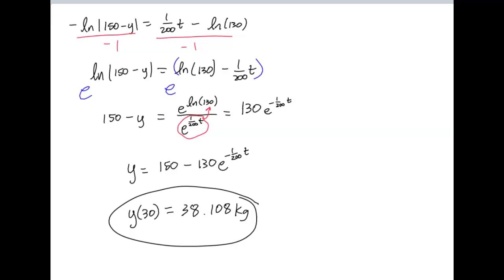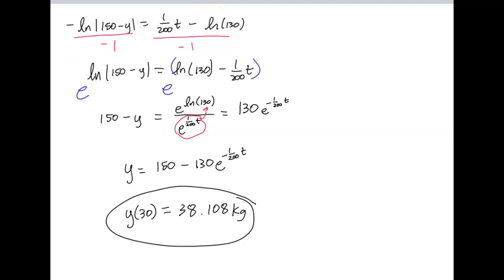That makes sense, right? Because you started with 20 kilograms of salt in and you started pumping more salt into the tank. All right, that's about as boss level as those separable differential equations can get. So good job toughing that one out.